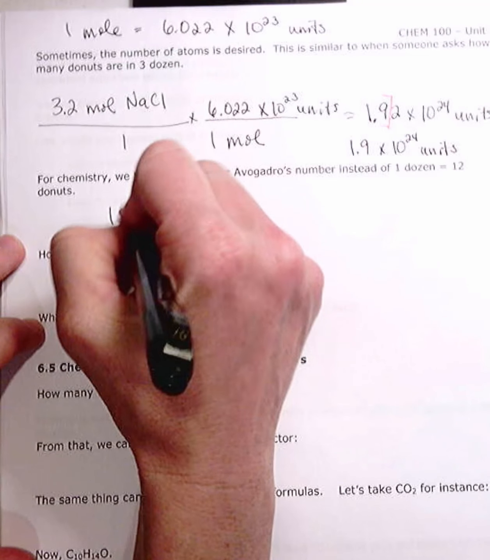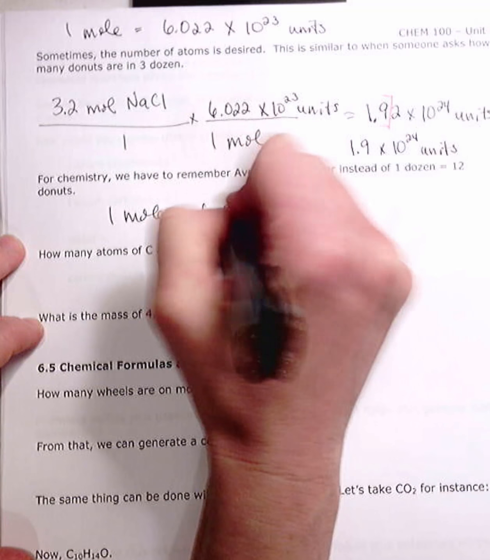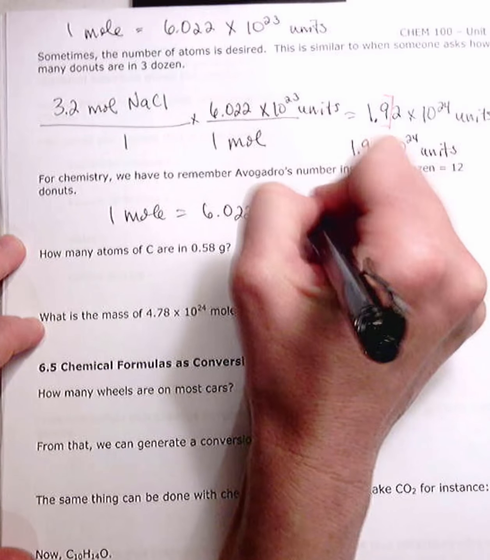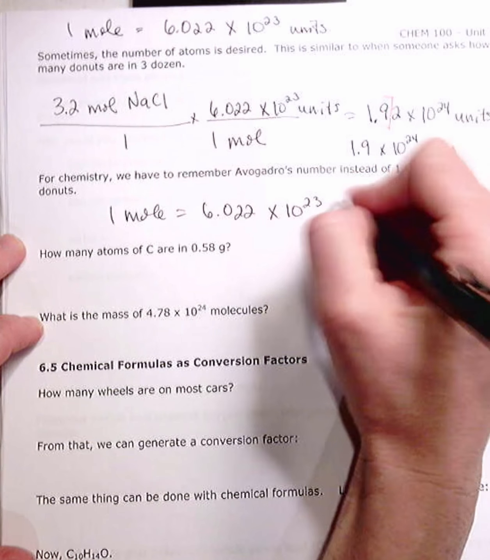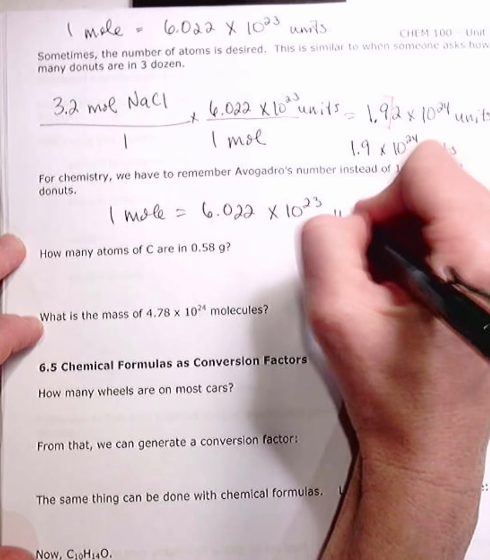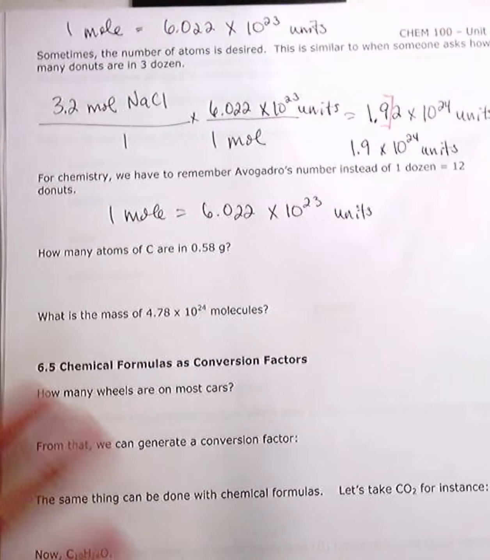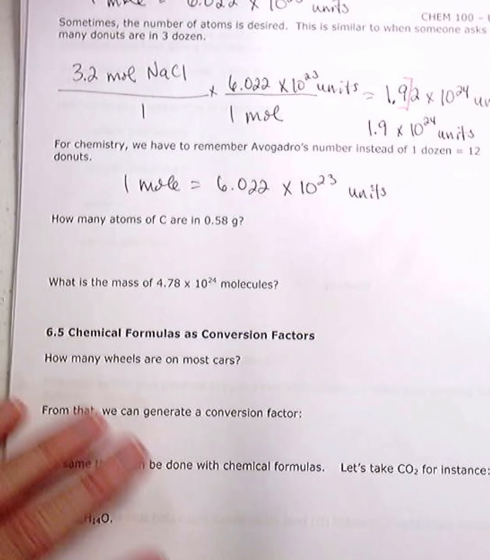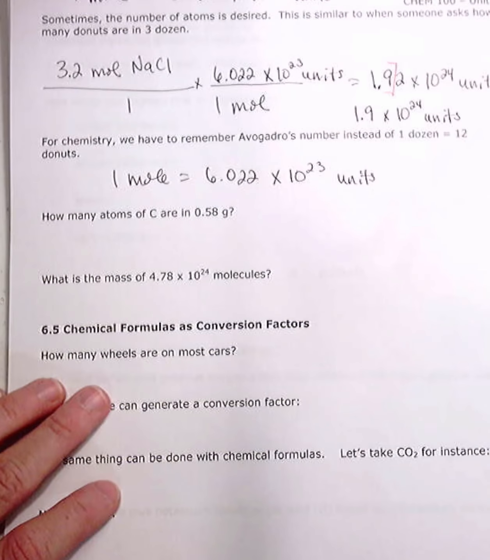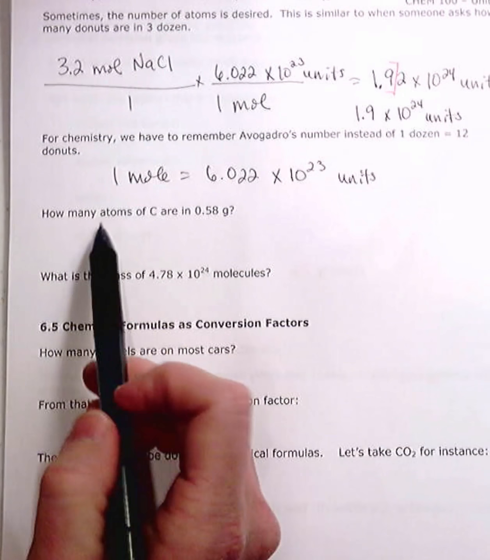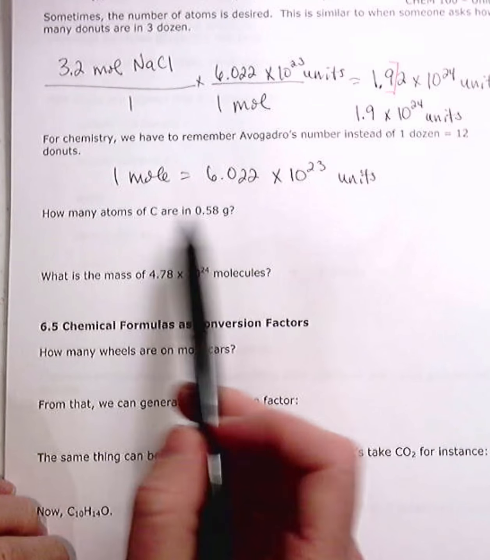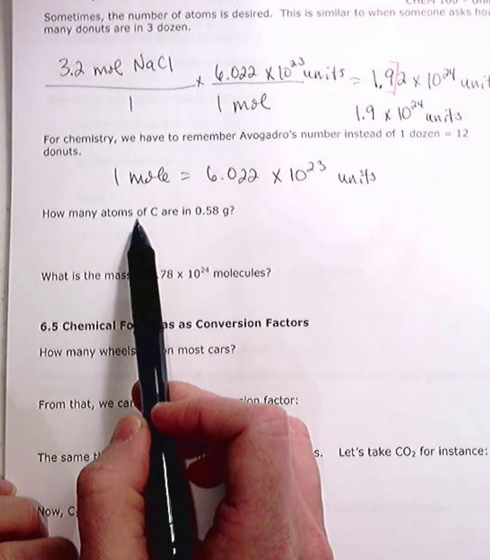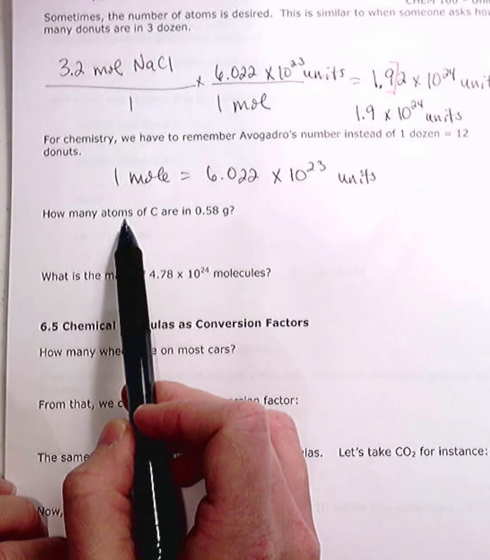Okay, so you just have to remember that 1 mole is 6.022 times 10 to the 23rd units. Okay, so you can get a question like this. How many atoms are in 0.58 grams? Notice I didn't ask for moles. I asked for atoms. That's when you have to use Avogadro's number.